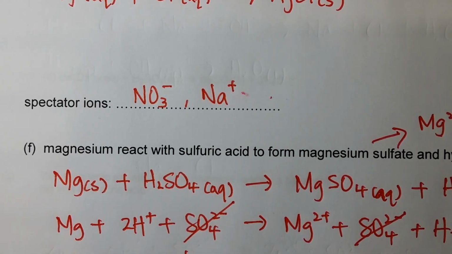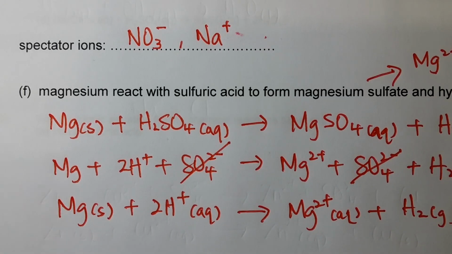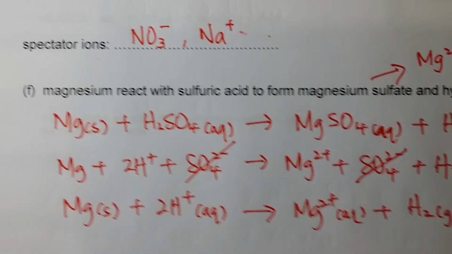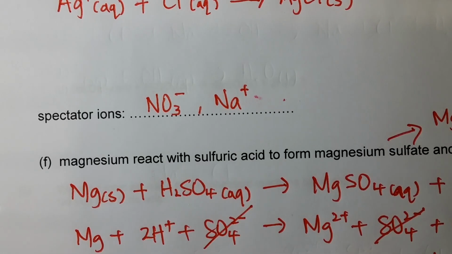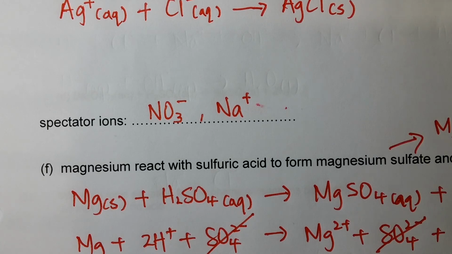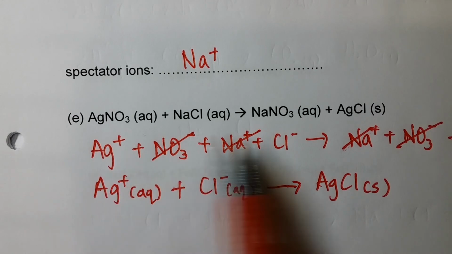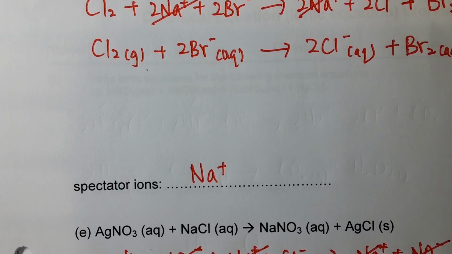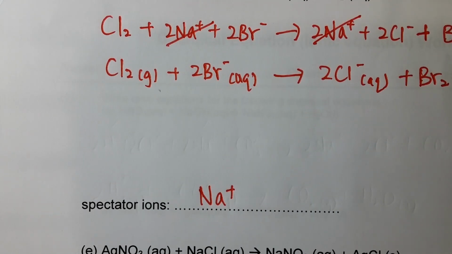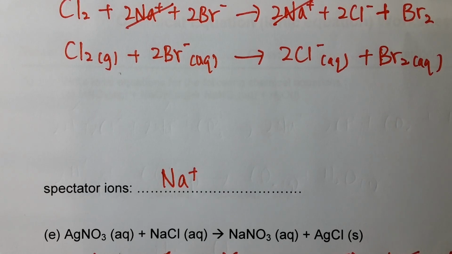Okay, now you wouldn't know whether you really know how to write ionic equations until you try it out on your own. So my advice is to redo this worksheet. If you don't have a blank worksheet, then you can just copy down all these questions. They are not a lot. Copy down on a piece of foolscap paper, and then try to write out the ionic equations on your own. If you can get all your ionic equations correct, then that means you know how to write.